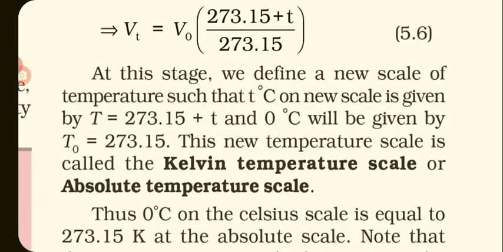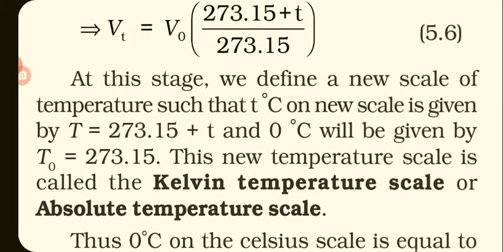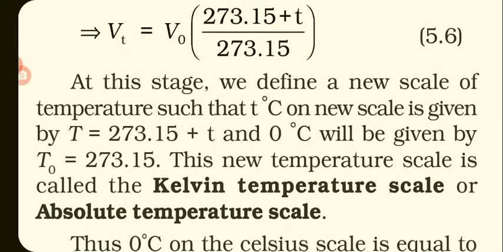Or if we take LCM of equation 5.5, we will get equation 5.6. Vt is equal to V0 in bracket 273.15 plus t upon 273.15. At this stage, we define a new scale of temperature such that t degree Celsius on a new scale is given by T is equal to 273.15 plus t, and 0 degree Celsius will be given by T0 is equal to 273.15.